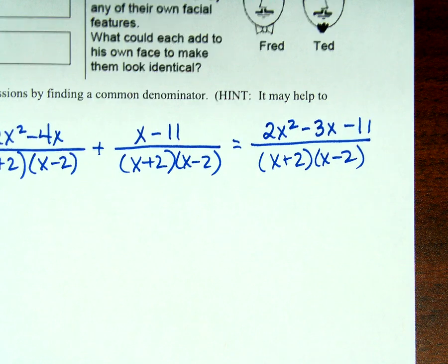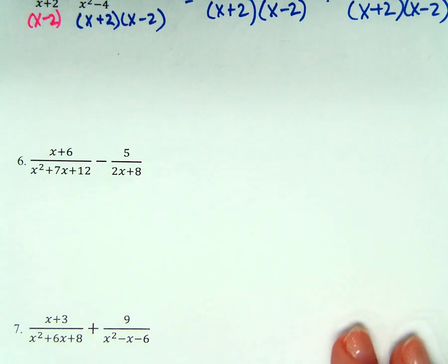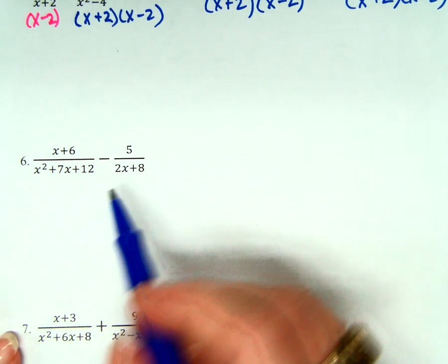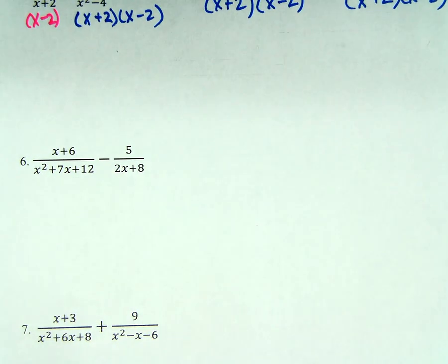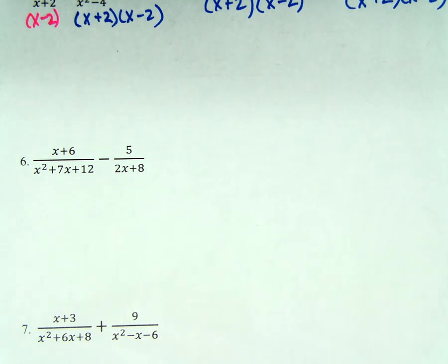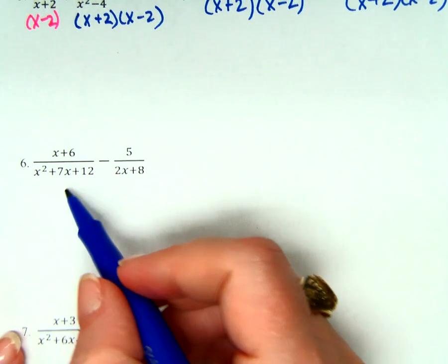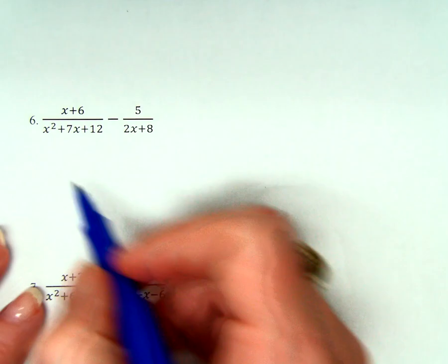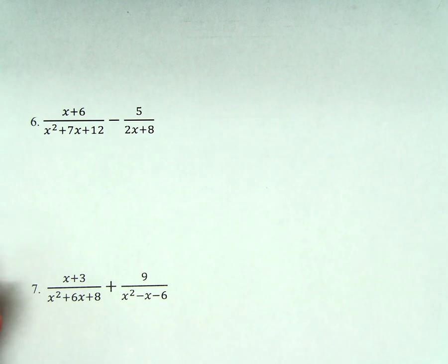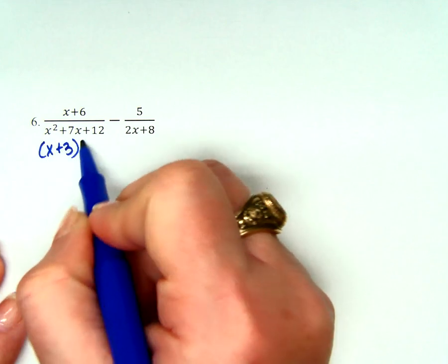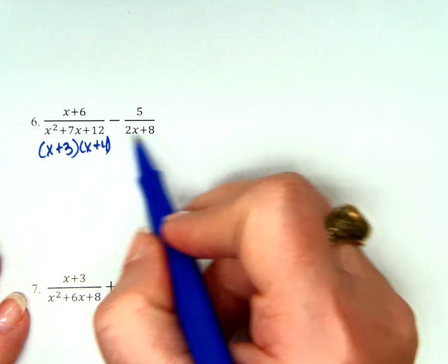Okay. Look at number 6. So the further we go, the messier it's getting, right? I mean, I could stop right now, but then you still have problems like this in your homework. So I think I won't stop. Okay. So what did we say was our hint? What should we do first? Factor the denominators. Okay. So what are the factors here of this denominator? x plus 3, x plus 4. And can I factor this denominator?